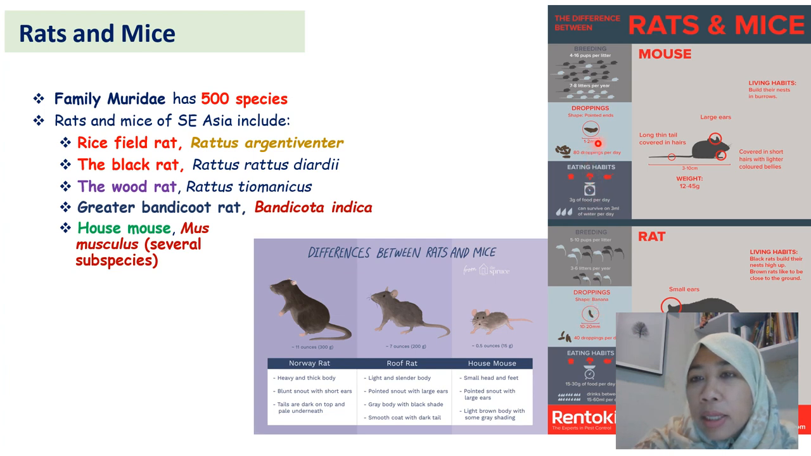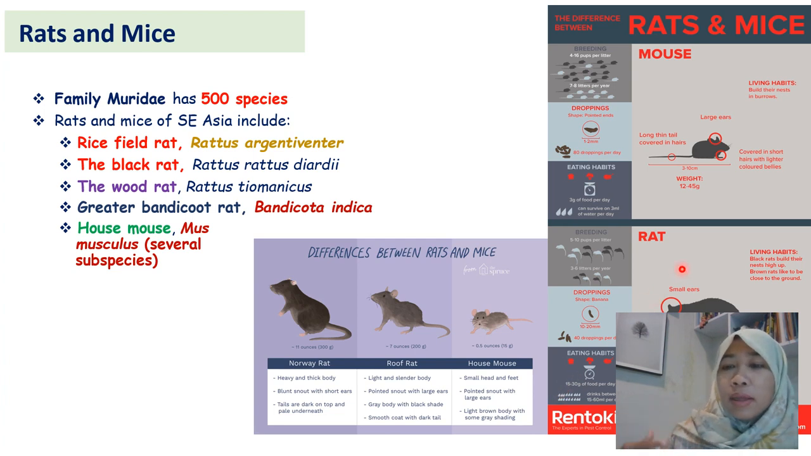And the mouse makes 80 droppings per day, while the rat makes 40 droppings per day. It's different. Eating habit: the mouse eats a smaller size of food, only 3 grams of food per day, while the rat actually consumes 15 until 30 grams of food per day. That's quite a lot, the rat. That's why the body is bigger than the mouse.